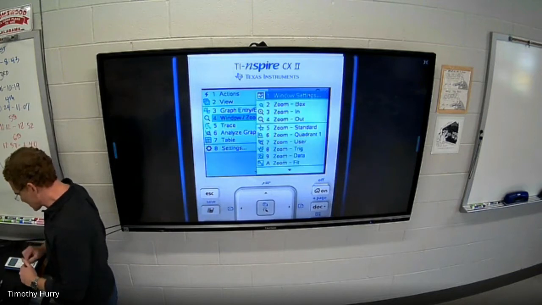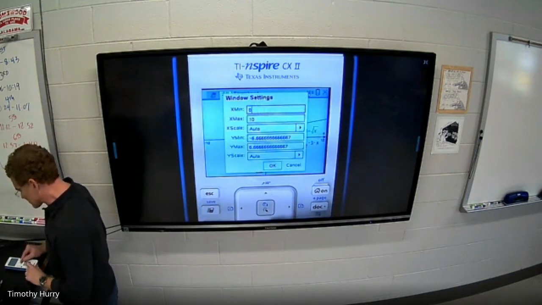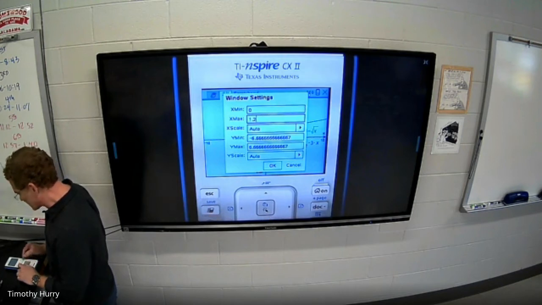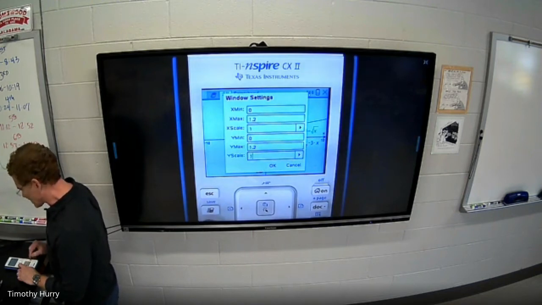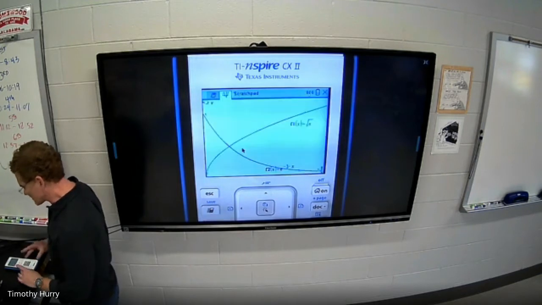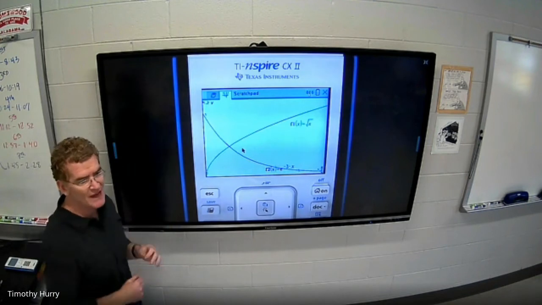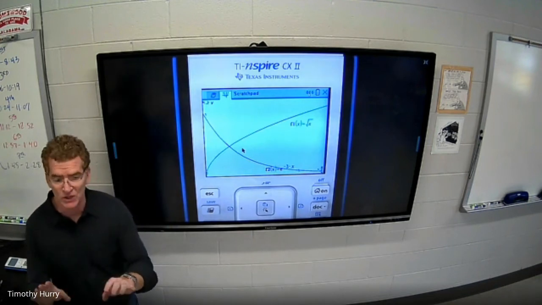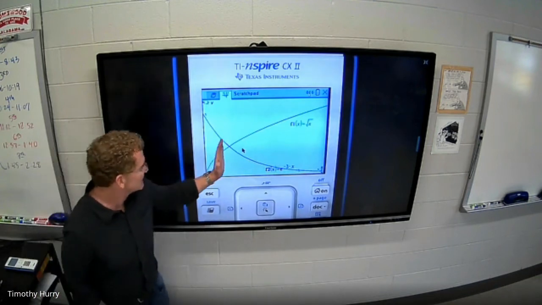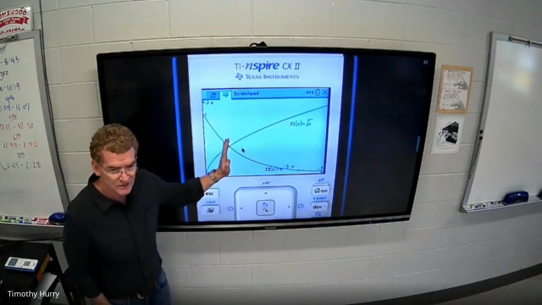Menu, window. I'm going to go settings. X min is 0. I'm going to go tab. I really only need it out to about 1 or 1.2. Scale it at 1. Y is 0 to, I don't know, 1.2. Scale it at 1. And then when I graph this thing, it looks better to me. And the better your window resembles what they have, I think the less trouble you're going to have finding what you need.